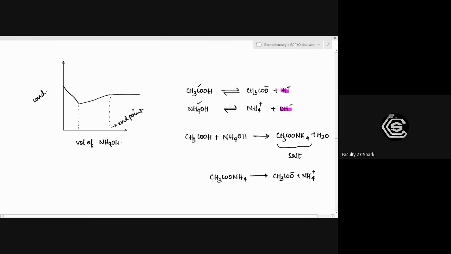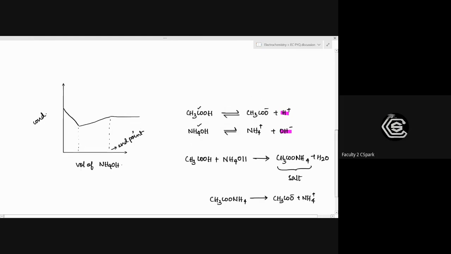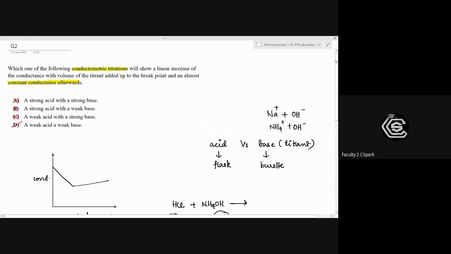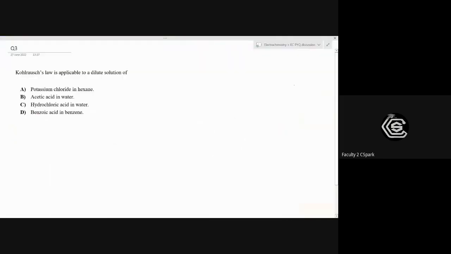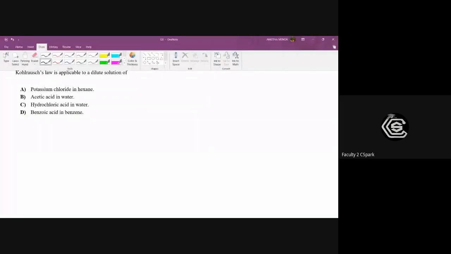So that was the detailed explanation of this question. Moving on, question 3. Again, there is confusion, because what they have asked is about Kohlrausch's law. Kohlrausch's law is applicable to a dilute solution of... They have given 4 options.